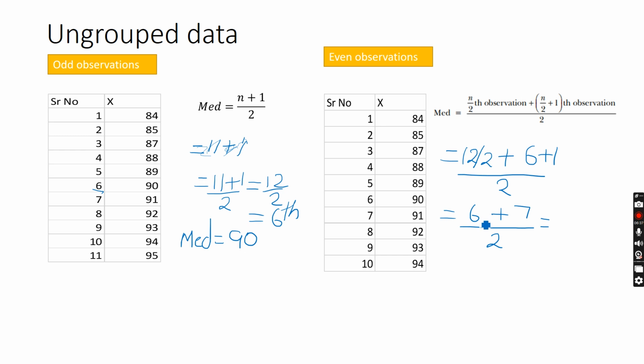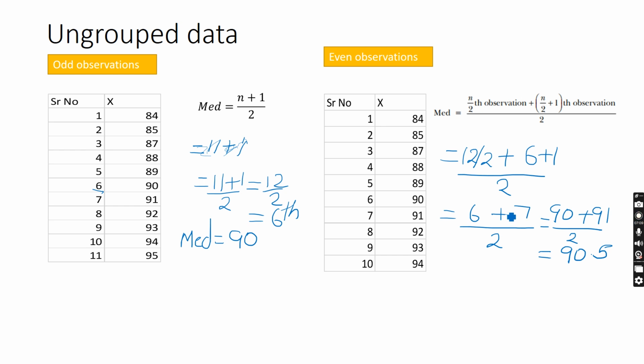Now we are interested in the values in the sixth position. The value in the sixth position was 90, and the value in the seventh position was 91. I take an average of it, which is 90.5. I hope it's clear that when you're working with ungrouped data, we have two formulas, one for odd observations and one for even observations. The median tells you the middle value and the value corresponding to it.